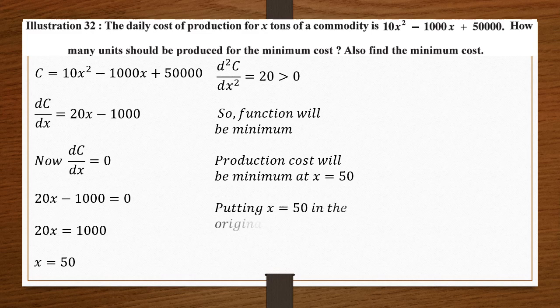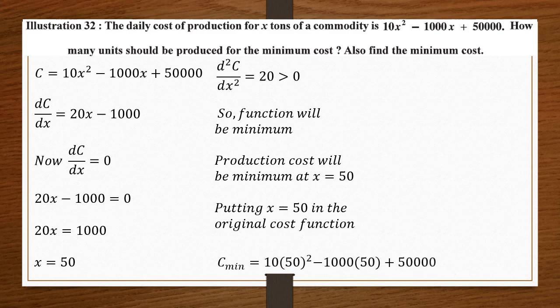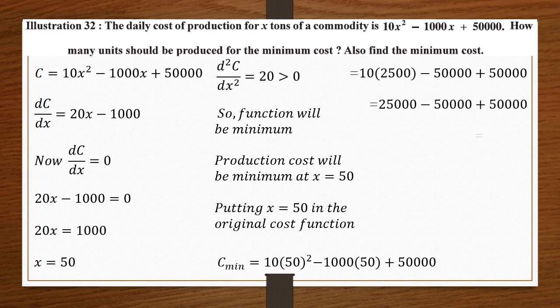And putting this x is equal to 50 in our original cost function, c minimum will be 10 into 50 square minus 1000 into 50 plus 50,000. To simplify, 10 into 2500 minus 50,000 plus 50,000, and your answer will be 25,000. So to get the minimum cost, I need to produce 50 units, and the minimum cost which I will be incurring is 25,000 rupees. Okay, so this is how we calculate the minimization of the cost function. Let us take one more illustration and understand it better.